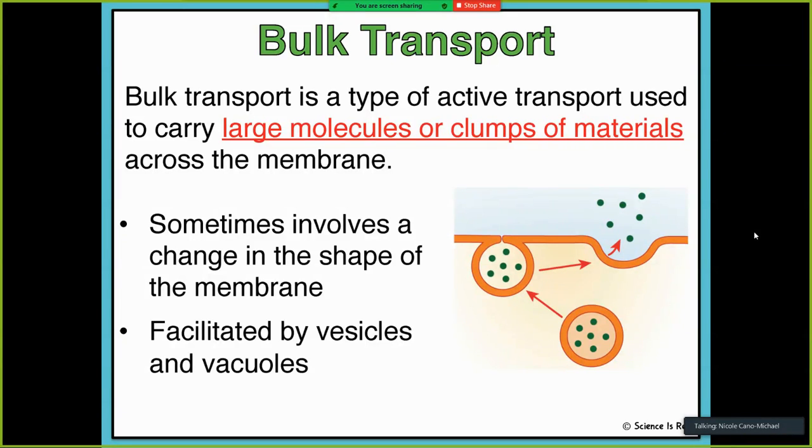So we form a vacuole to transport large amounts of material either into or out of the cell. Again, this requires energy, so bulk transport, it doesn't matter if you're going in or out, bulk transport is active. It's an active form of transport, so it requires energy and it goes against the concentration gradient, just so that you are aware of that. So there are two main types of bulk transport. There is exocytosis.